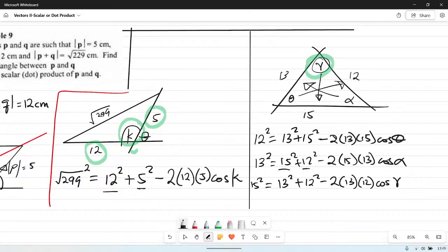Then depending on what you are finding, sometimes they'll give you this one to find this one, and they can change it, but you have to know the identity, that depending on where the angle or the diagram falls, this and this is what you do.